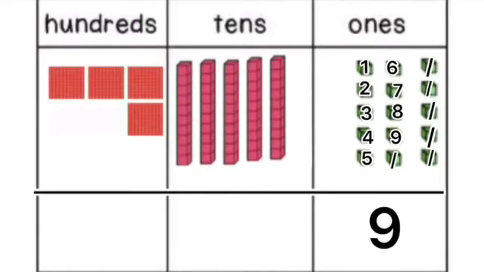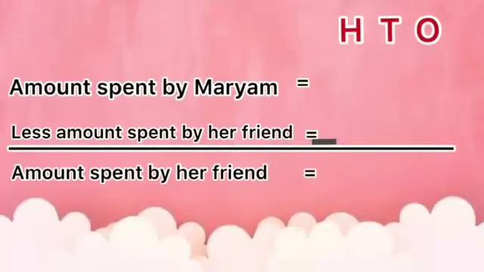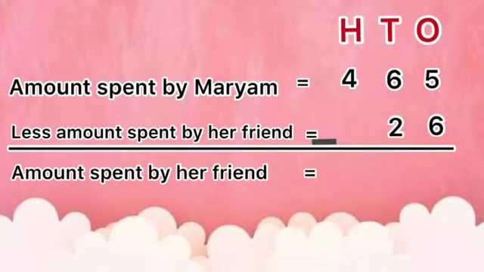Now students, subtract the tens. From 5 tens, when we subtract 2 tens, it will become 3. So students, the answer will be 439. Students, as you know, we can also solve this question like this. Amount spent by Mariam: 465, less amount spent by her friend: 26.